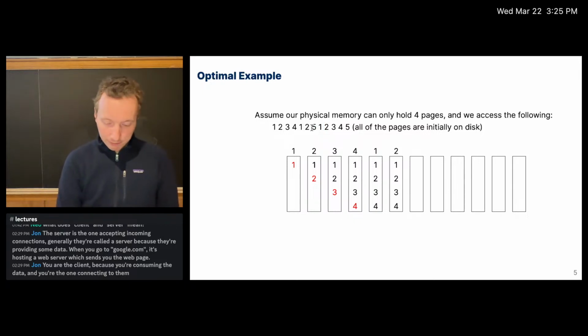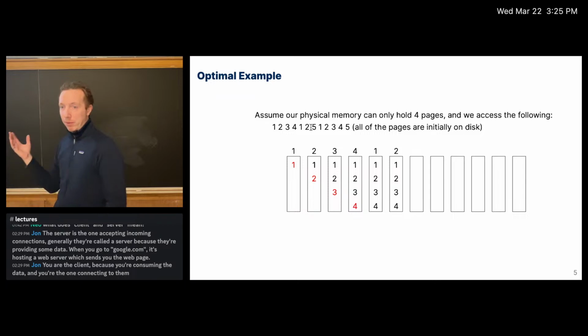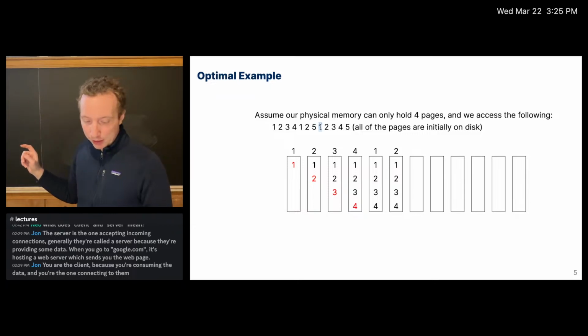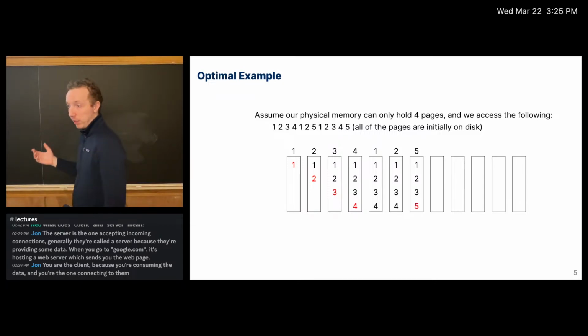So you can start at 5 and then go up to argue about it until you have 1 page remaining. So between page 1, 2, 3, and 4, well, the next page I access is 1, so I'm not going to kick it out. Then after that, I access page 2, so I'm not going to kick it out. Then after that, I access page 3, so I'm not going to kick it out. And then at this point, I only have 1 page remaining, so I would kick out page 4. So I now replace page 4 with page 5.